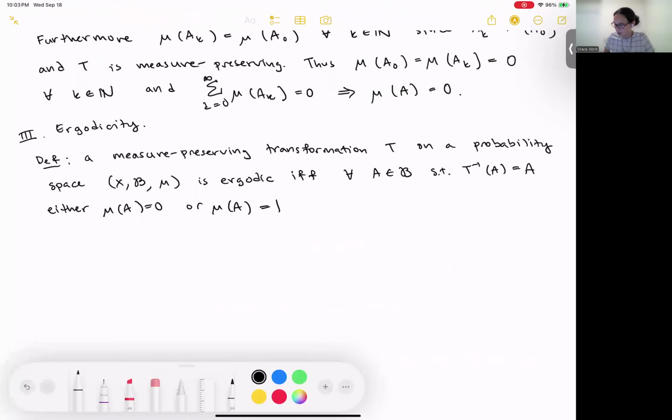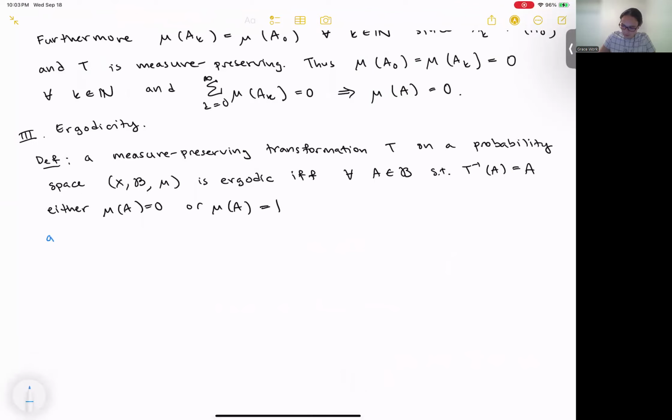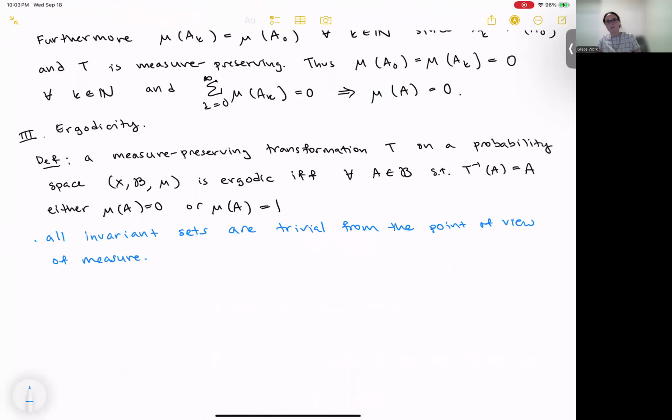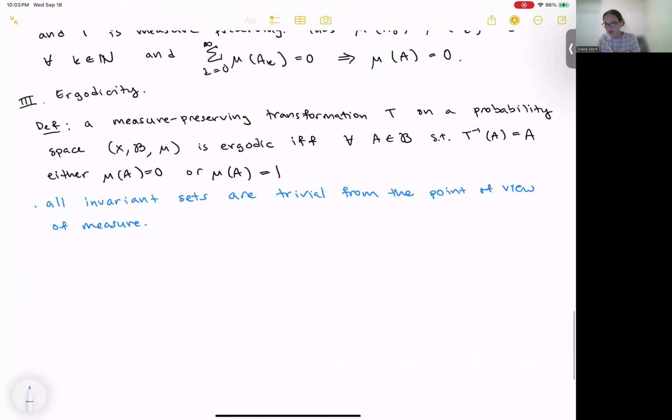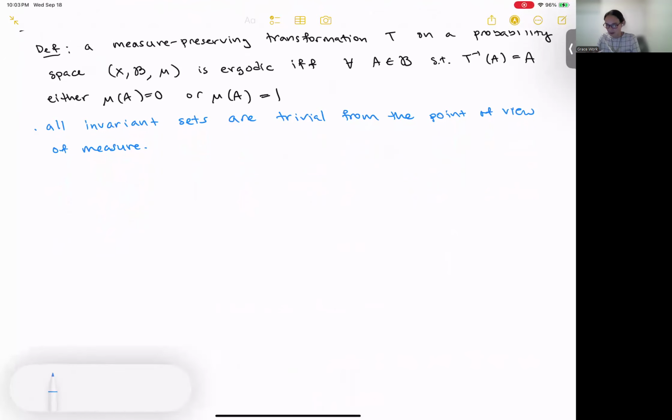And if we want to put it in words, we can think of this as saying all invariant sets are trivial from the point of view of measure. Okay, so this is what it means to be ergodic. If the set is invariant under a transformation, it must either have 0 measure or full measure.